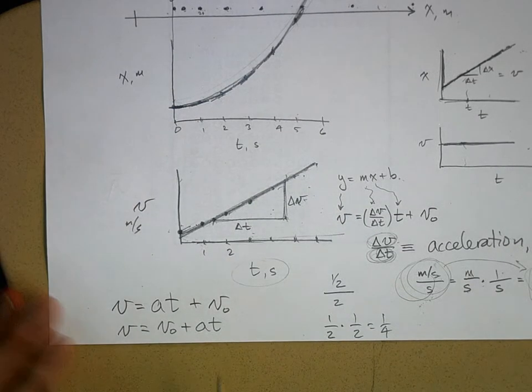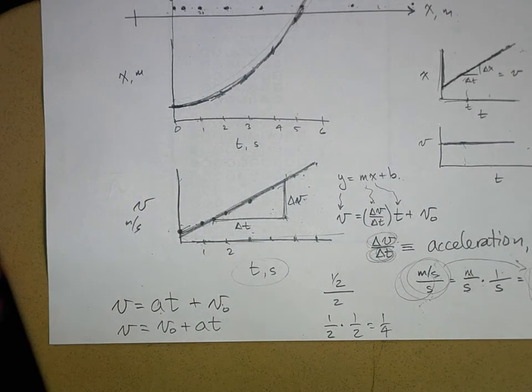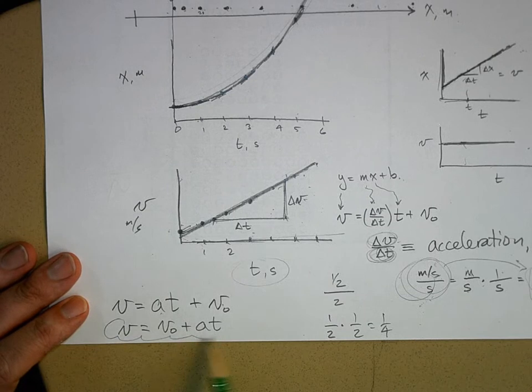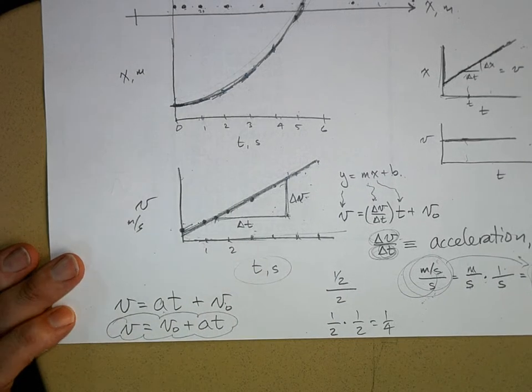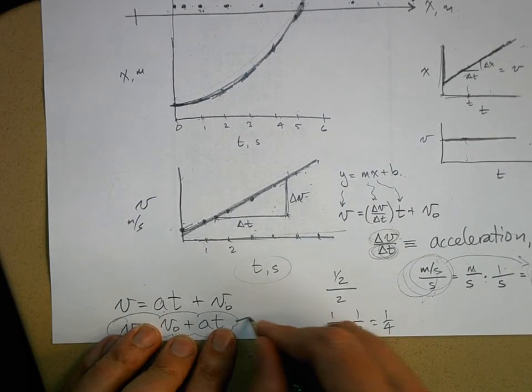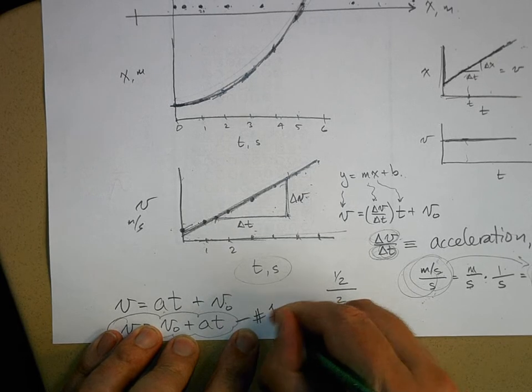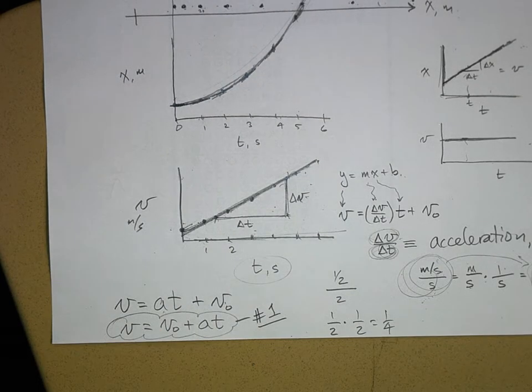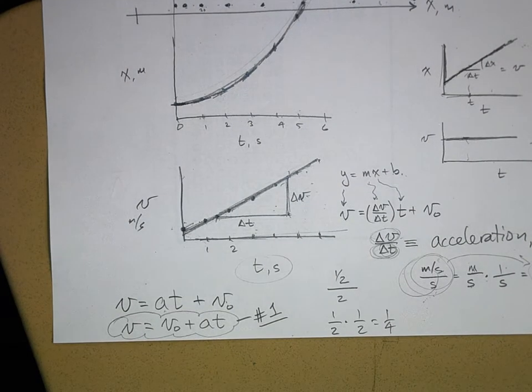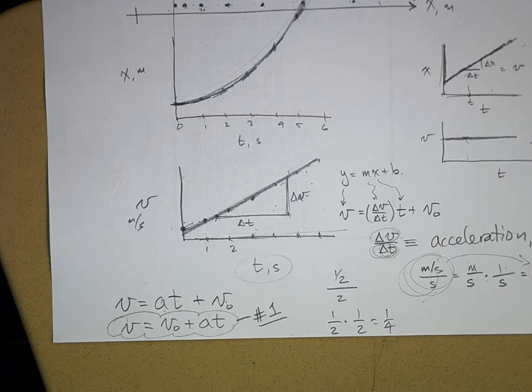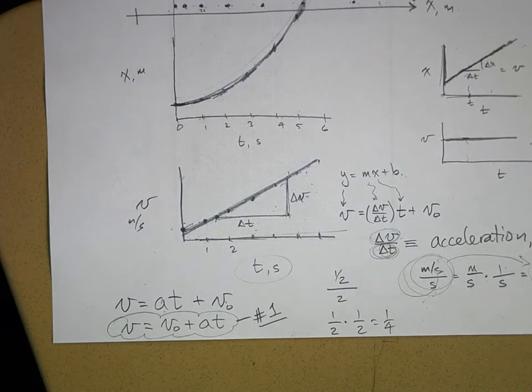Right? 2 plus 3 equals 3 plus 2. It doesn't matter what order you add things. So this right here is our first kinematic equation for constant acceleration. Okay. Make sense, everybody?